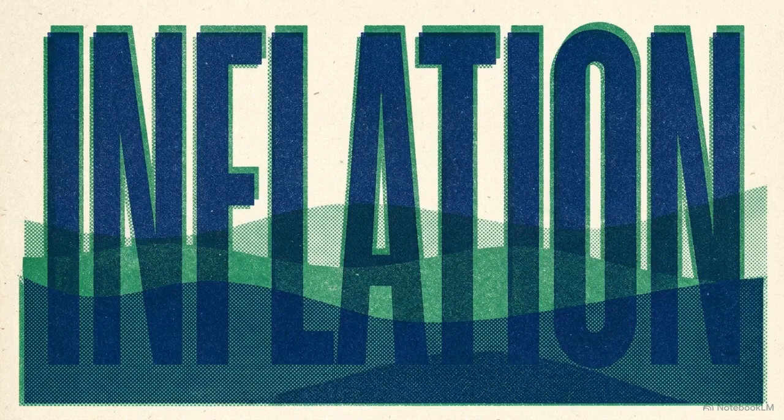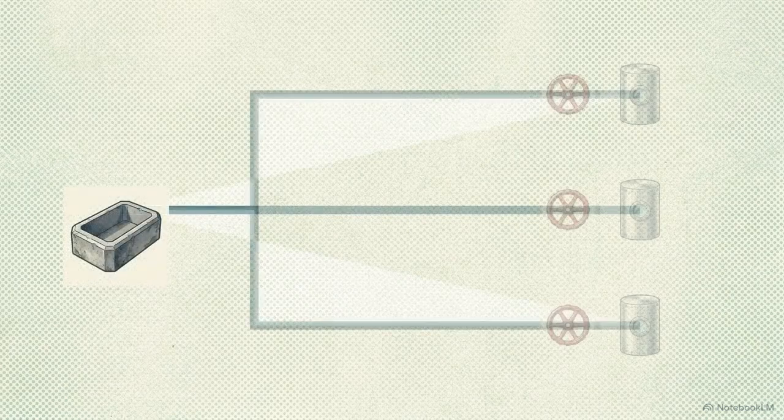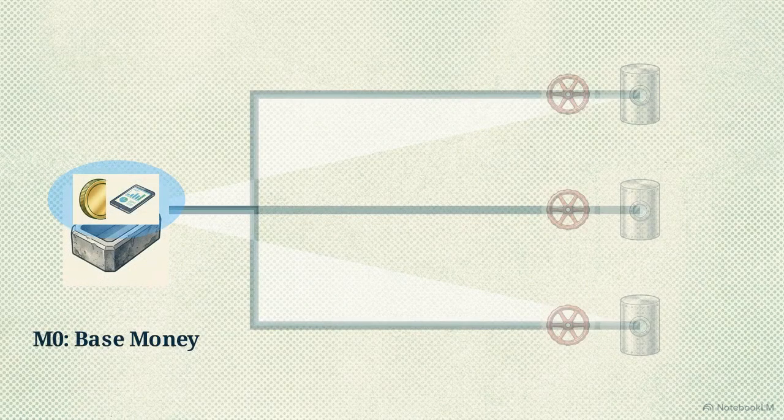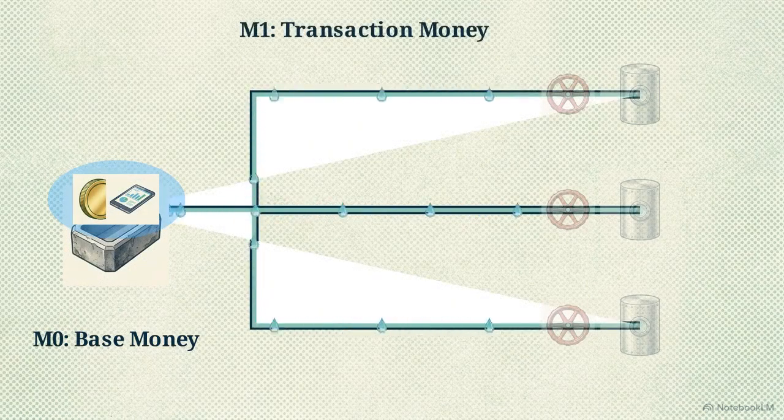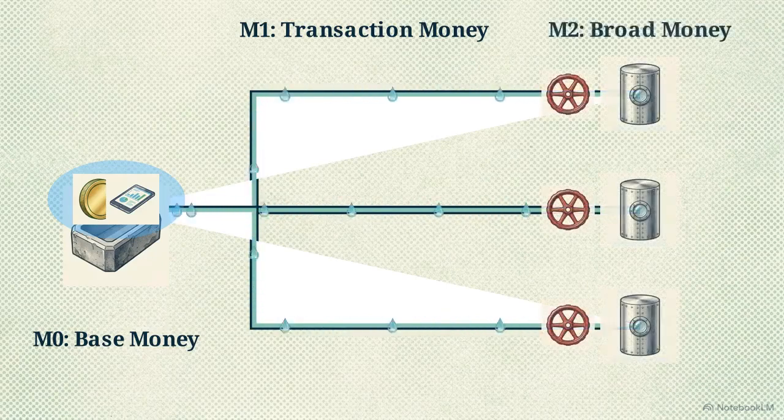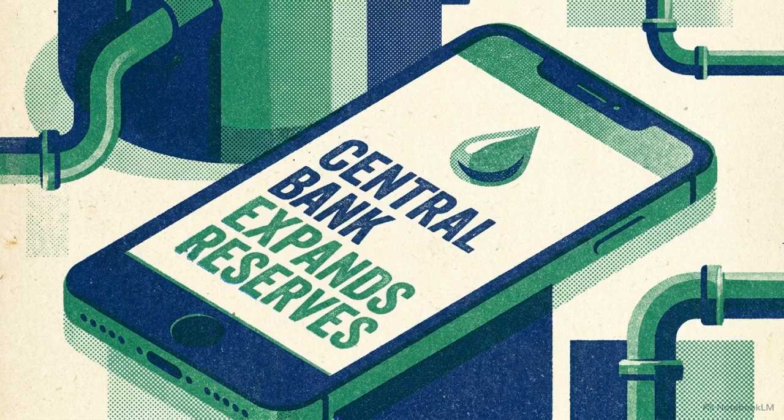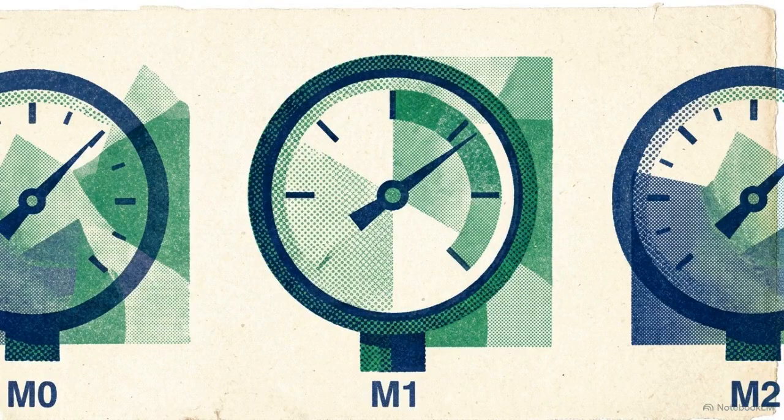As this diagram illustrates, it all comes down to where the water is. M0 is the central reservoir, M1 is the active plumbing, and M2 is the local storage tanks. The next time you see a headline about the Federal Reserve printing money, you don't have to guess what happens next. You just have to check which gauge the money is actually reaching.